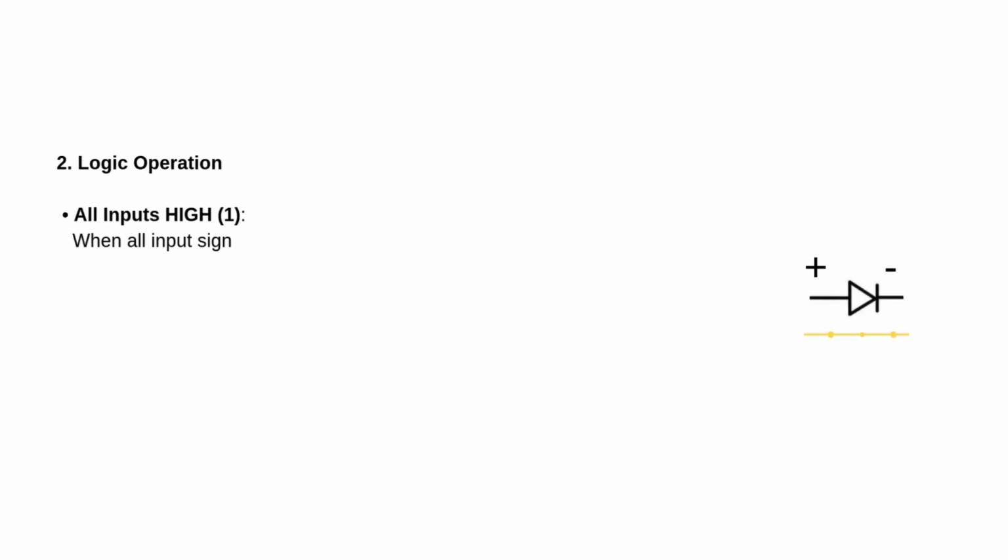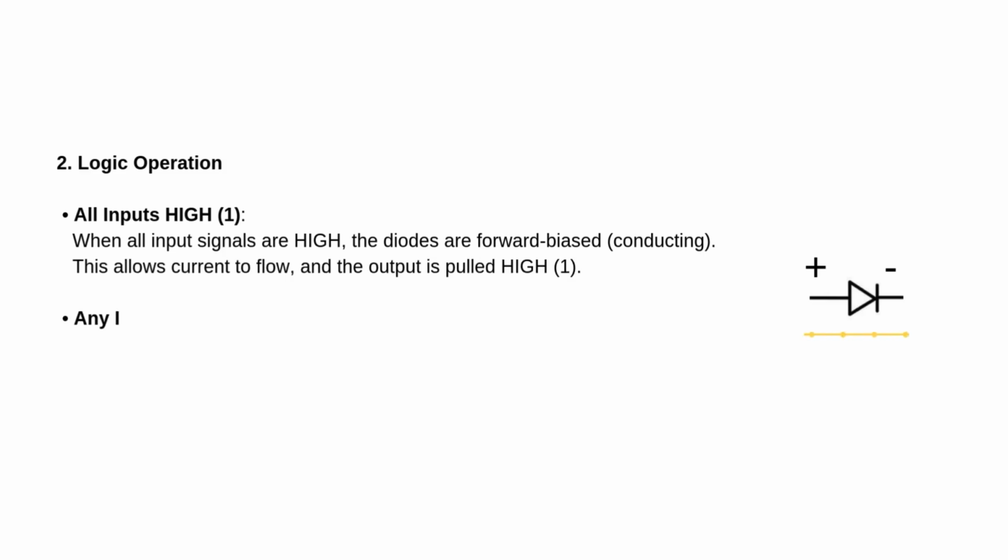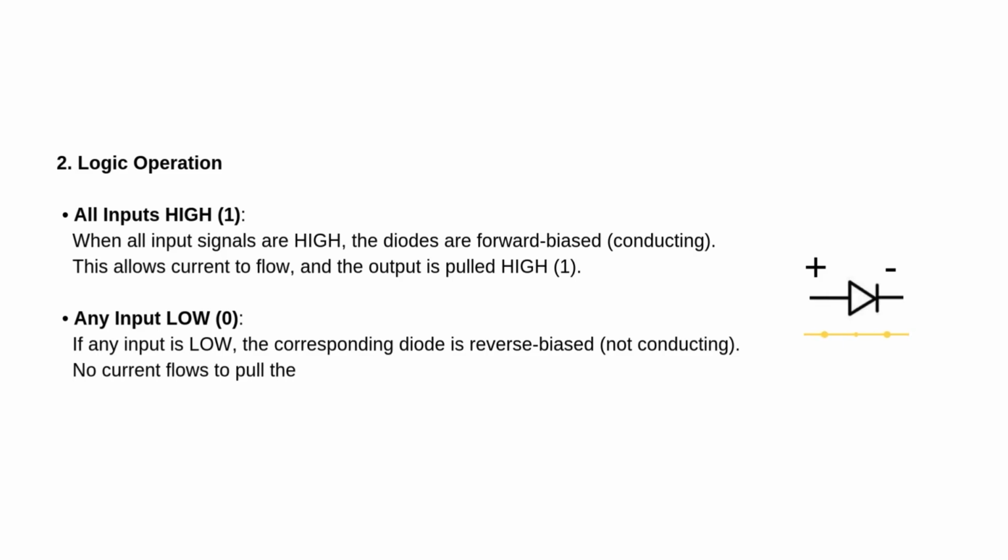Let's discuss how the circuit operates. When all inputs are high, all the diodes become forward biased. Current flows through the diodes and the output is pulled high. When any input is low, the corresponding diode becomes reverse biased and stops conducting. With no current flowing through, the pull-down resistor ensures the output remains low. This is how the AND logic is implemented using diodes.